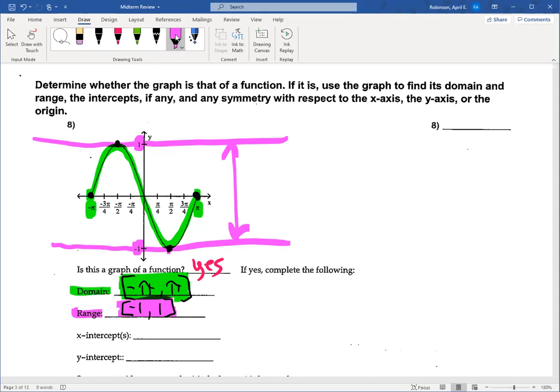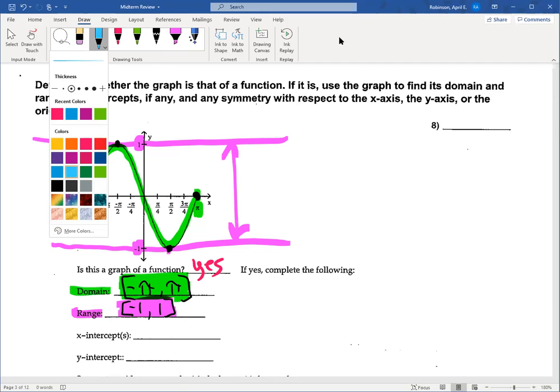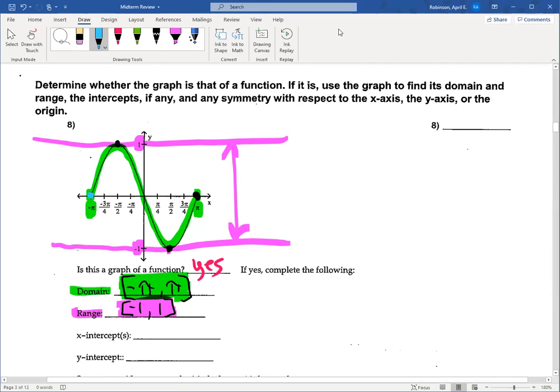Okay, then we want the x-intercepts. There are actually 3 of them. My x-intercepts are here and here and here.